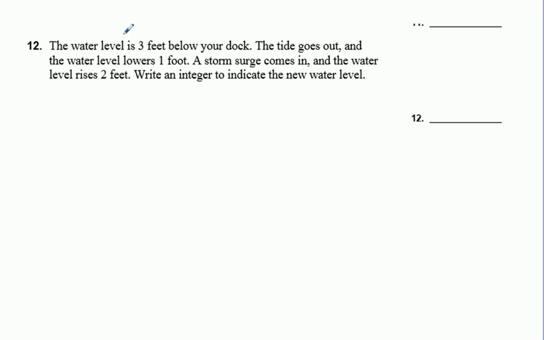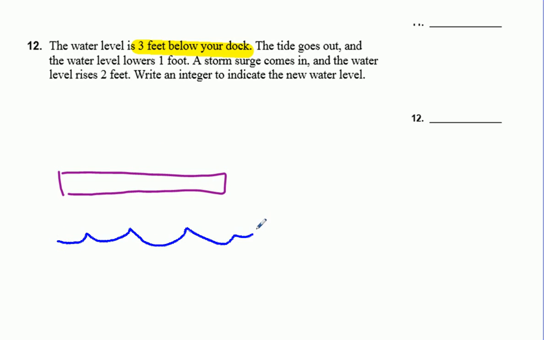All right, last question. Here we go. Get my highlighter out to highlight some keywords or ideas. The water level is 3 feet below your dock. Okay, dock is a piece of wood. I'm going to draw a little picture right here. So here's my dock. And the water is 3 feet below my dock. Okay, so 3 feet. Trying to picture it. You picturing it? The tide goes out and the water level lowers 1 foot.